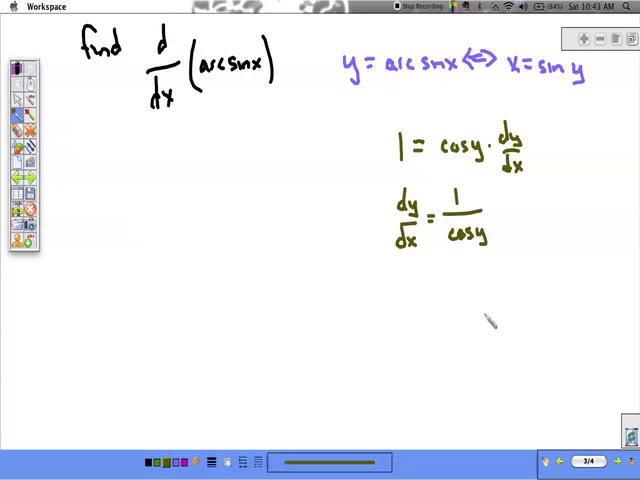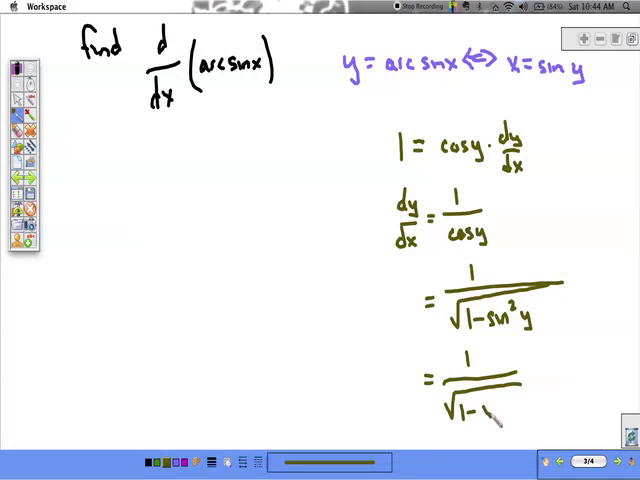But with implicit differentiation, we don't want to leave a y in this. We want to get rid of that. And the only way we're going to be able to get rid of the y and replace it with x is if I involve sine of y somehow. And we can accomplish that with the Pythagorean identity. And since sine of y is x, here's our derivative. The derivative of arc sine is 1 over square root 1 minus x squared.